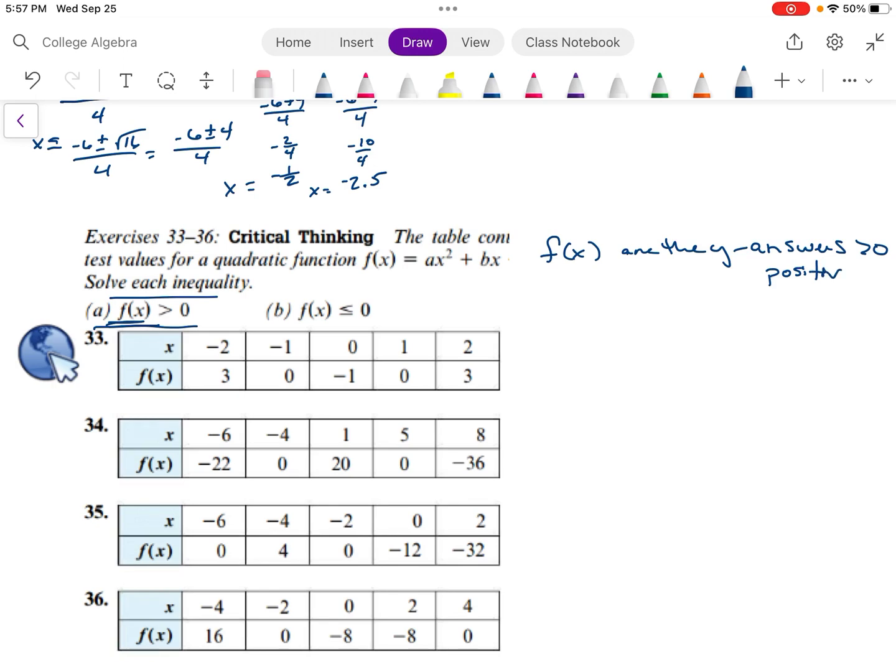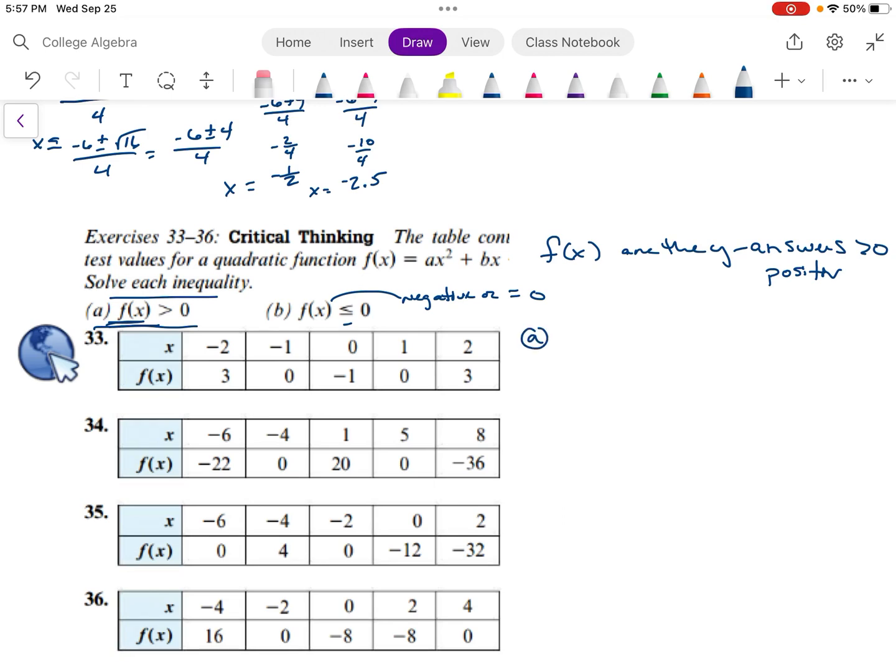Part B is the opposite. When are the y values negative or equal to 0? So this one is negative or equal to 0. All right, so let's do the part A part.